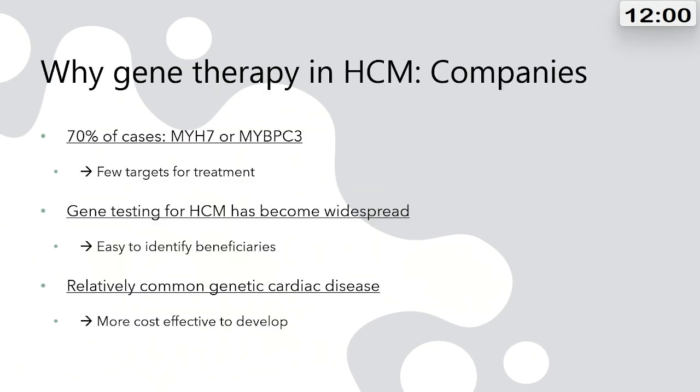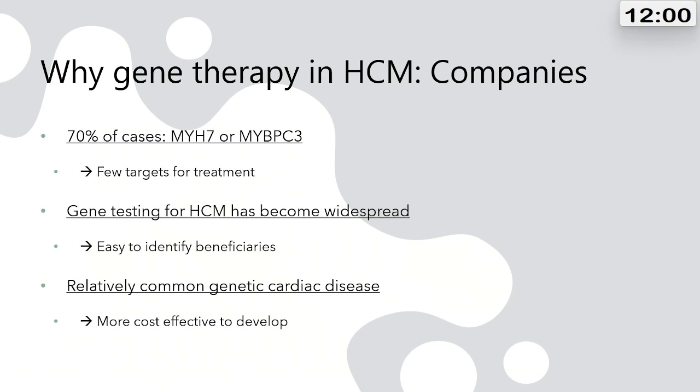So why is gene therapy appealing? We'll take a look at why it's appealing for the companies and why it's appealing to the patient. It's appealing for the companies because of the number of mutations or the genes that are implicated in HCM, 70% of them are just 2 genes. So fewer targets are available for the treatment.